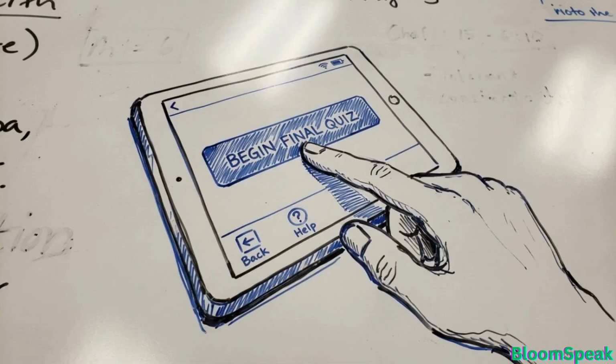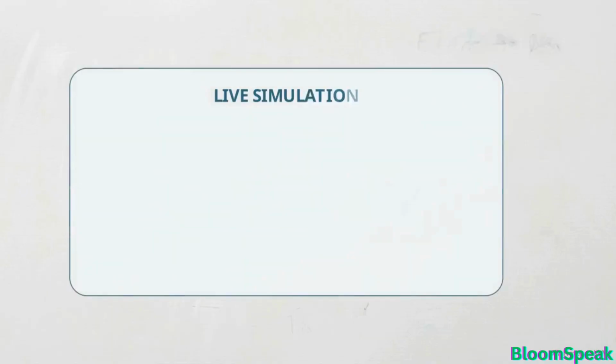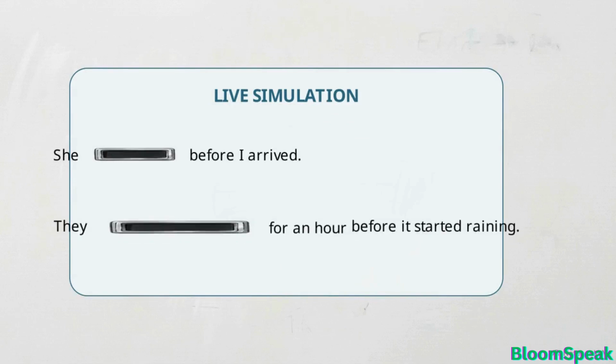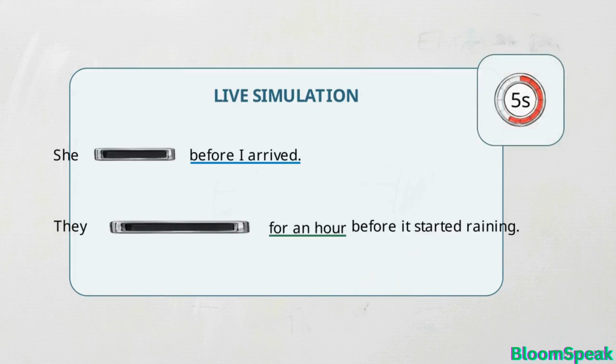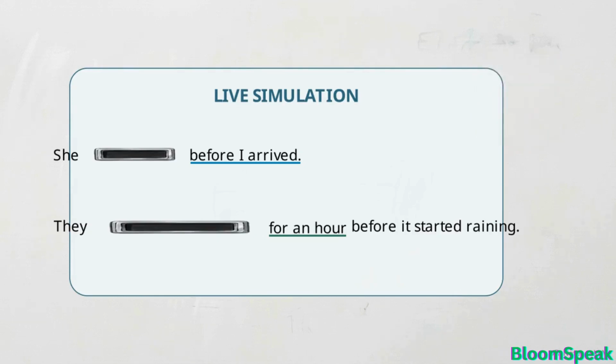Let's transition from passive observation to active execution. It is time for the final verification protocol. Look at this testing interface. We have two incomplete datasets. Sentence 1, "She blank before I arrived." Sentence 2, "They blank for an hour before it started raining." You must apply either the completion or duration formula based on the context clues. You have 5 seconds. Choose your inputs now.